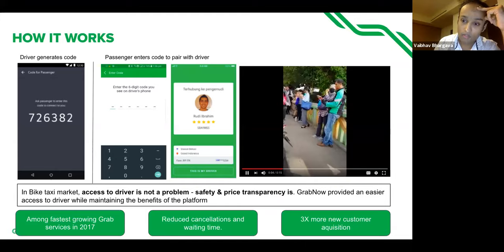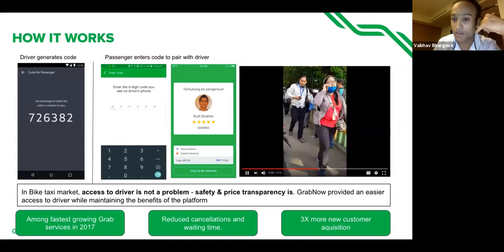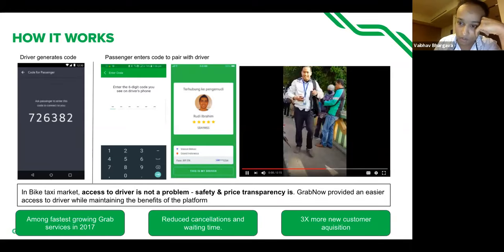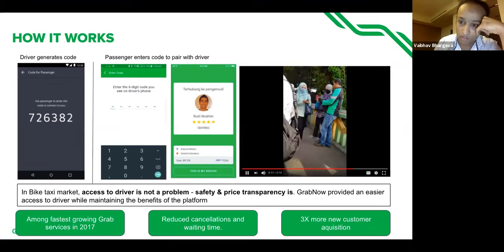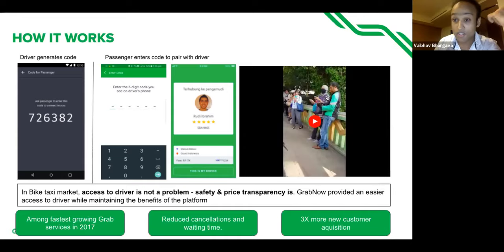So there's a driver. You can see this woman is still on the call with her driver, waiting for him to come, while there's another smart woman who just caught up with the driver and matched with him. She didn't have to wait, and he did not have to wait for a passenger.